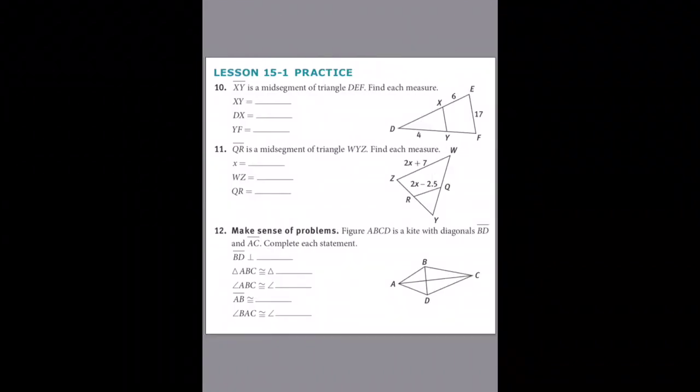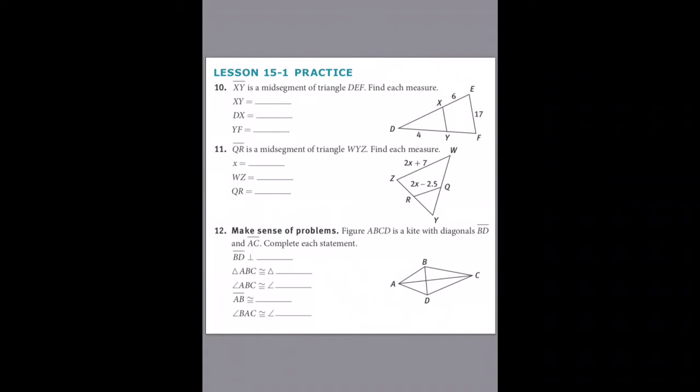So this would be your homework that is due tomorrow. Remember, we have a quiz on Friday, and it's going to look like this. Number 12 is from Tuesday's information. 10 and 11 would be from what we learned today.